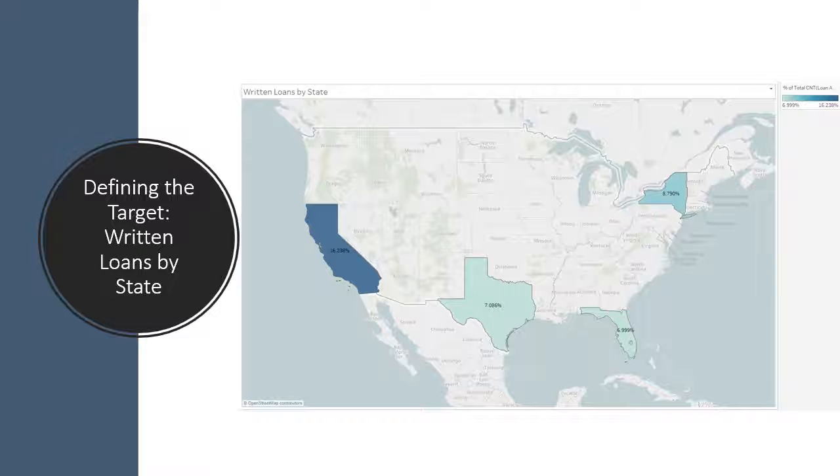Last, we defined the target by looking at the states of residence of the borrowers. Highlighted are the 4 states that produced more than 5% of the loans written. California, Texas, New York, and Florida each represented a significant amount of our loans. California being the highest at 16%, followed by New York, Texas, and Florida. We therefore assess that we should target our loan marketing at California, New York, Texas, and Florida, respectively.